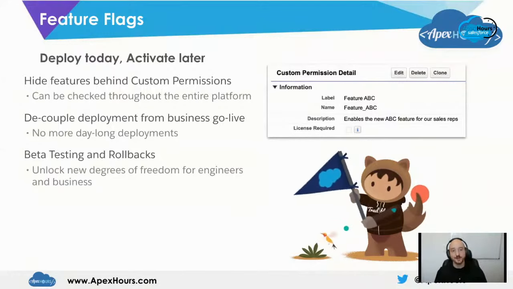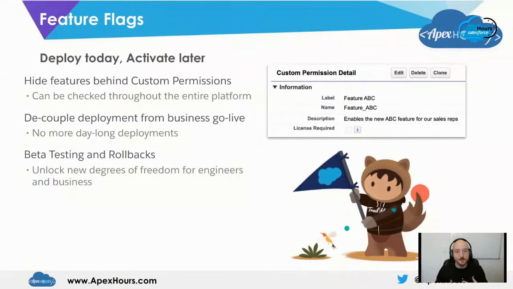This allows us to deploy that component up to the target Salesforce environment and then assign the permission set that contains the feature ABC custom permission at a later point in time, thus decoupling our business go live from our technical deployment. This is really great because if something goes wrong, you can just remove the permission set and your users are good. If there is something that you want to test with a subset of users, you can just assign that permission set to a subset of users.